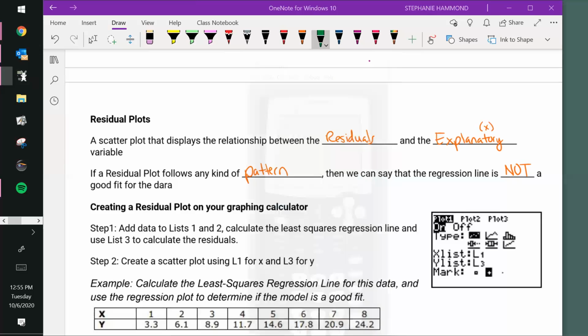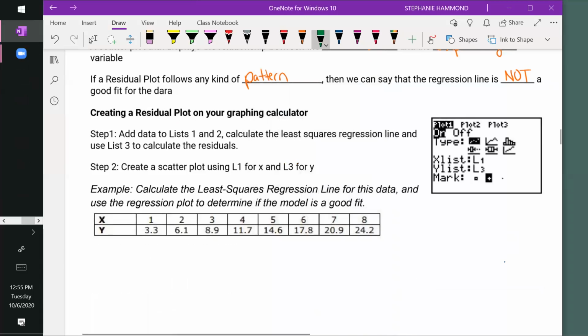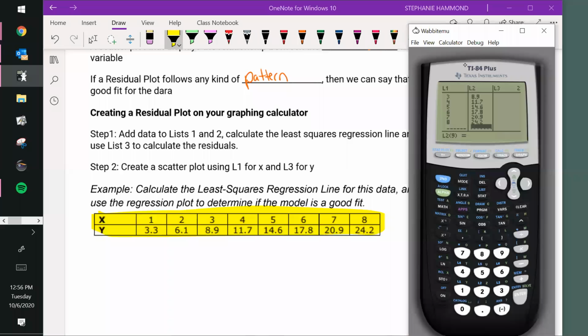Let's look at another example now. Let's look at this one. I'm going to put this data into my calculator and find the least squares regression line and see if it's a good fit using the residual plot. All right, so here I have my data in my list, and I'm going to go ahead and create a scatter plot for this data real quick, just to see if our line's going to be a good fit or not.